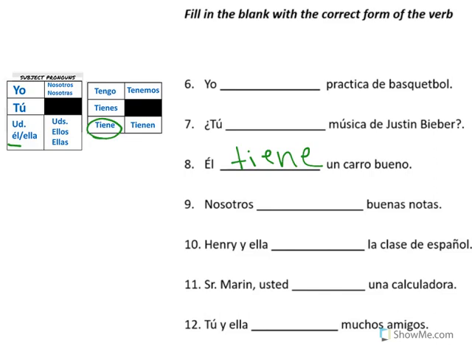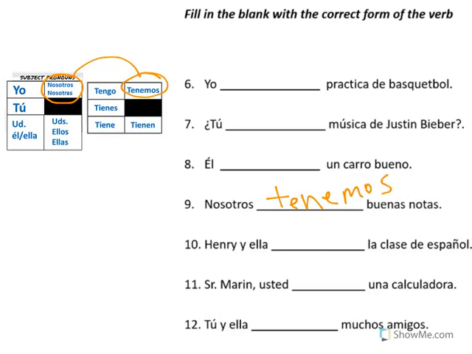Number 9. Nosotros blank buenas notas. In English, we have good grades. So if we look at the chart once again, nosotros right there, we use this and only that. Nosotros tenemos buenas notas. We have good grades.